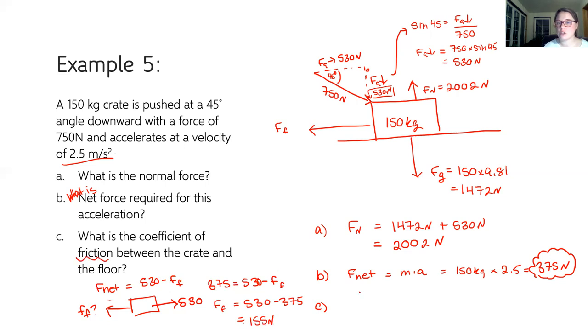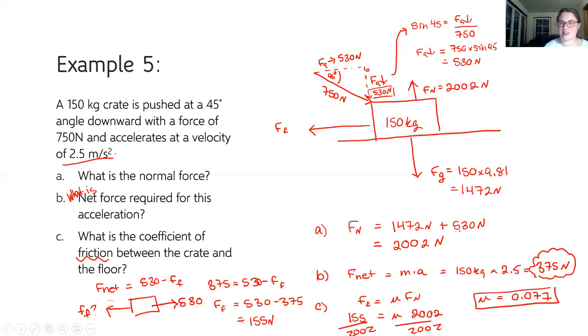So what's the coefficient of friction? The force of friction is equal to mu Fn. Friction is 155. It's equal to the coefficient times the normal force of 2,002 newtons. So our coefficient, dividing both sides by 2,002, the coefficient of friction is 0.077. Very, very, very tiny. Obviously, this is a very smooth surface in order to be pushing down that much and still have the box slide. Okay, so that kind of gives us our three answers.